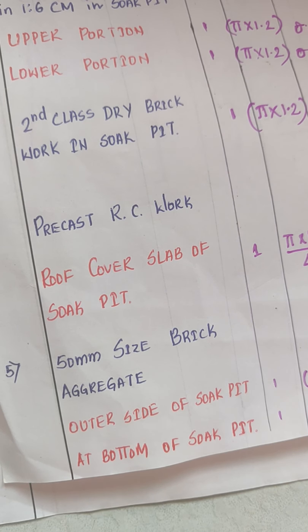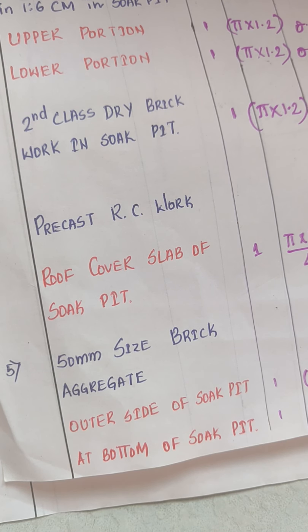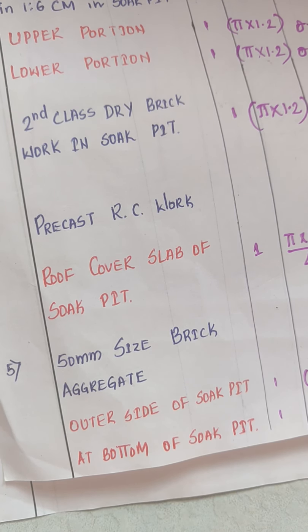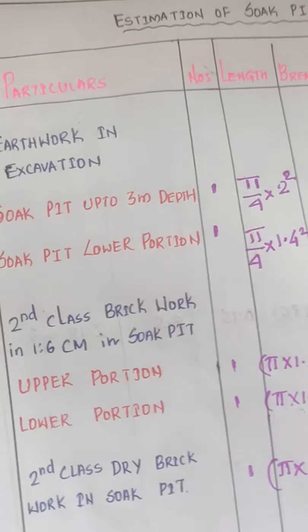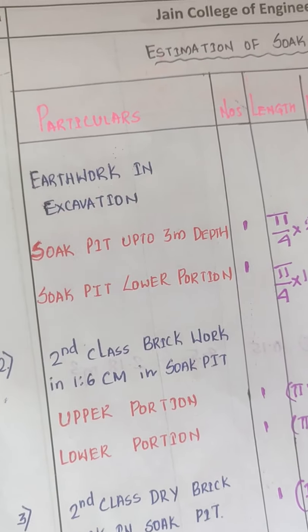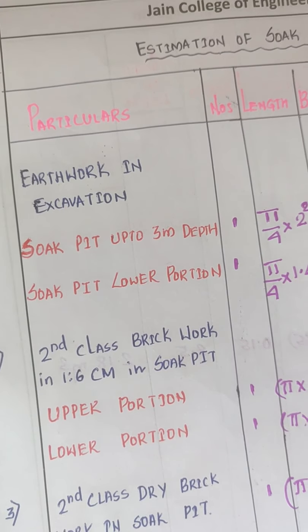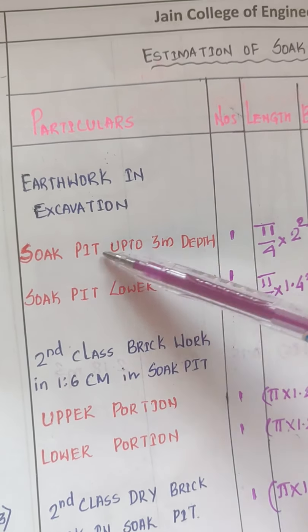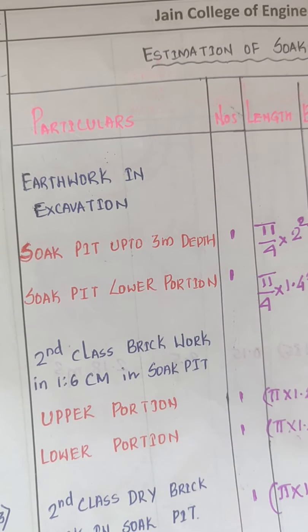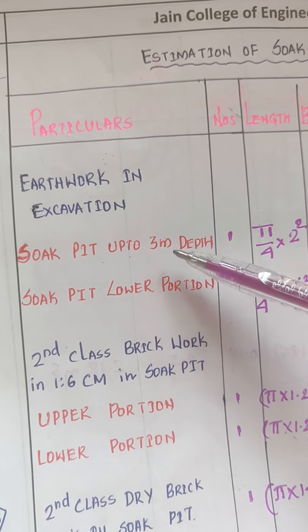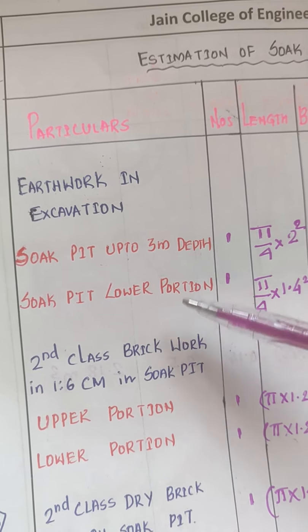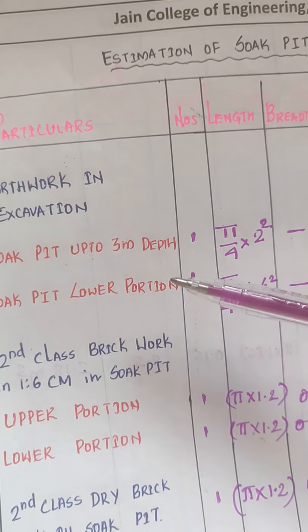This is Vidyasagar Mugi. Today we'll continue with the quantity calculation of soak pit. In the first part, I discussed the quantity calculation related to earthwork in excavation. I told how we divided this excavation in two parts, that is up to 3 meter depth and the lower portion, and also discussed the reason.